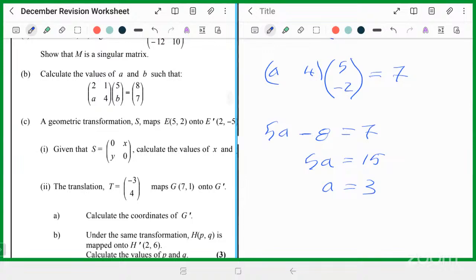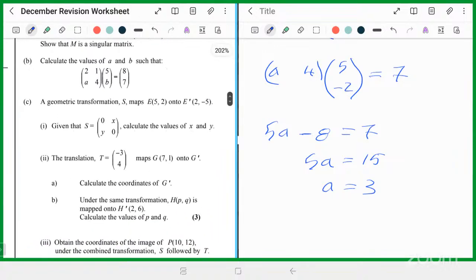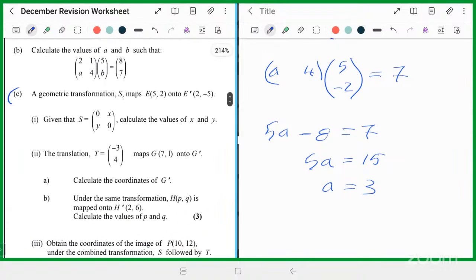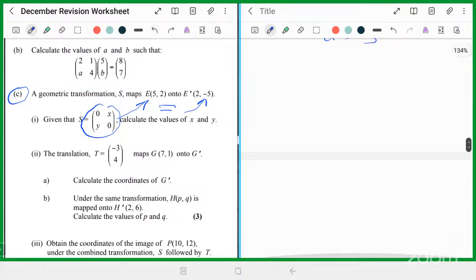All right. This one now is a transformation. Part C. It says a geometric transformation S maps this point onto that point, and they said that S is this matrix. How does the matrix work? The matrix multiplied by that point is equal to that point. So you're setting up an equation again. It becomes like another equality of matrices. So let's set it up.